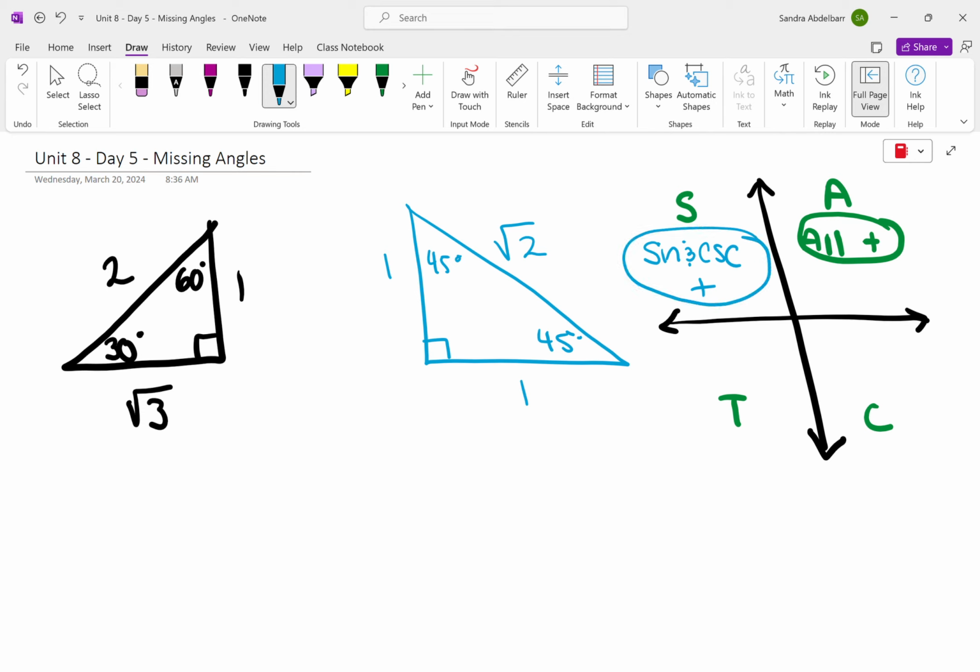What about in quadrant 3? Tan and its reciprocal, which is cotangent, are positive. And what about in quadrant 4? Good, you got it. Let's do orange. Cosine and secant are positive.